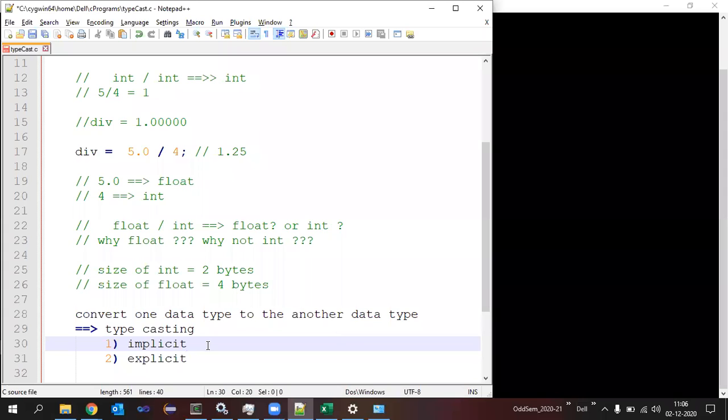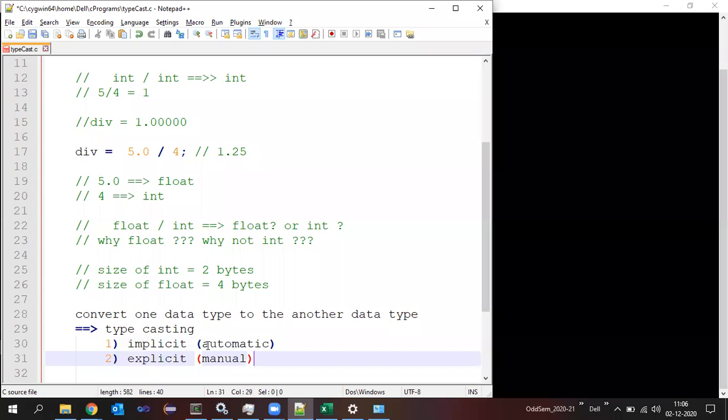Sir, myself Siddharth. In the division part, if 5.0 we use as float and 4 as int, sir, what if we do vice versa? I will come to that part. You have asked a good question. I'm going to cover that part also.